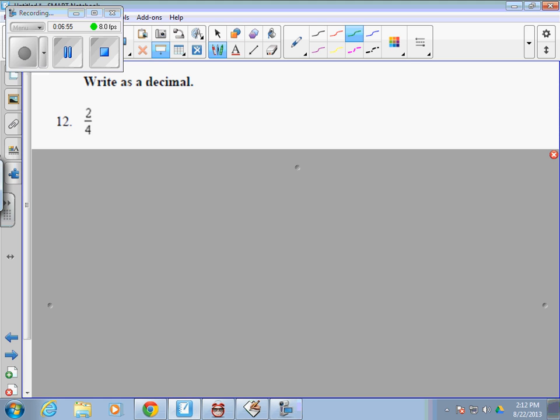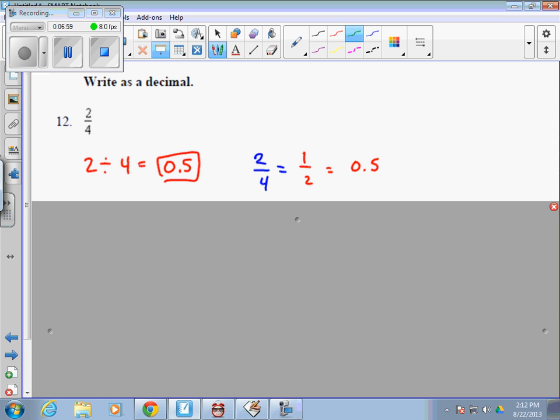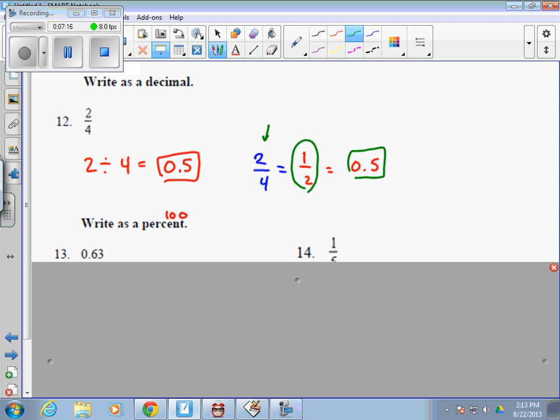Number 12 says write this as a decimal. 2 over 4 means 2 divided by 4. 2 divided by 4 is 0.5. Another way to do it is to see that 2 over 4 has the number 2 that goes into both of them. 2 times 1 is 2, and 2 times 2 is 4. So it reduces to 1/2, and we know that 1/2 is the equivalent of 0.5 written as a decimal.